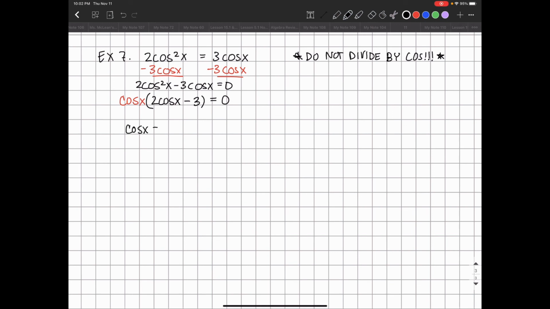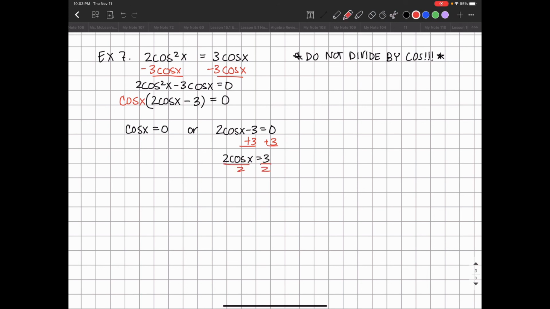So I can say that cosine of x can be equal to 0, or by the zero product property, I can say that 2 cosine of x minus 3 has to be equal to 0. One of those two things has to be equal to 0. For that second equation, I'm going to add 3 on both sides. I get 2 cosine of x is equal to 3.